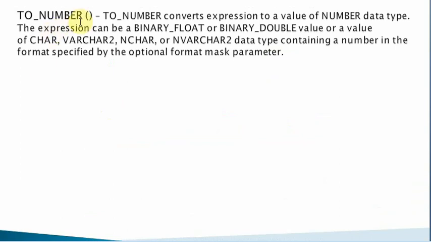Next we'll see the TO_NUMBER function. The TO_NUMBER converts expression to a value of number data type. The expression can be BINARY_FLOAT, it could be BINARY_DOUBLE, or a value of CHAR or VARCHAR2 data type containing a number in the format specified by the optional format mask parameter.